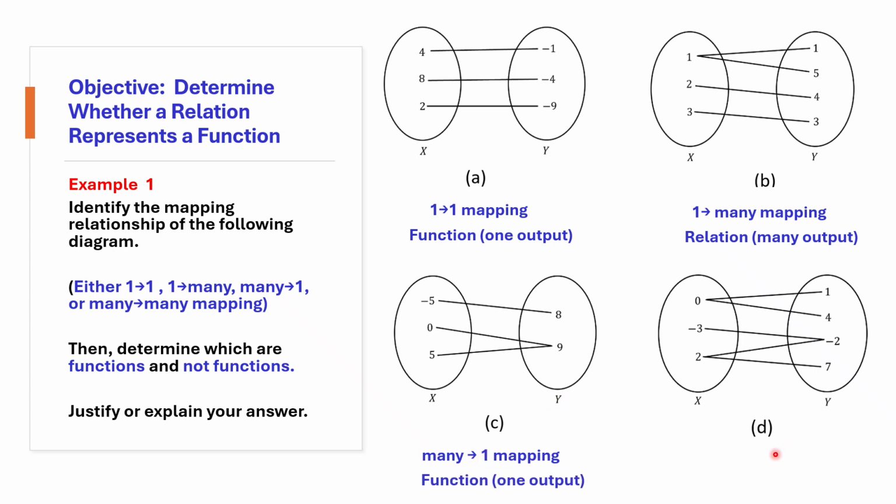For diagram D, we can notice that for the input 0, there are two outputs, 1 and 4. And when the inputs are -3 and +2, they map to only one output, which is -2. So the mapping for this diagram is many-to-many. Since the output is many, not one, this is only a relation, not a function.